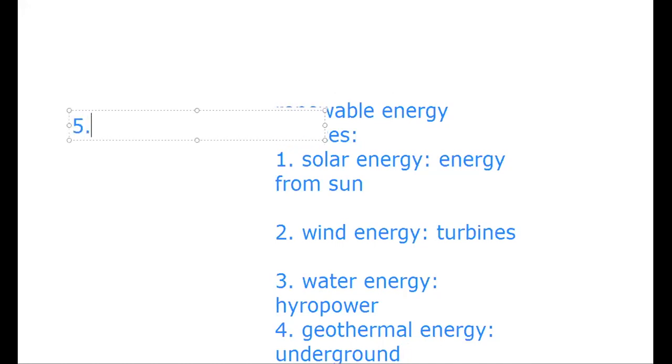Also, the last type or the fifth type of renewable energy sources is biomass. Biomass means everything from plants. We can use the remains of plants for burning. In Arabic we say wood, but let's say biomass. We can use the trees, the remains of the trees, for burning, as wood. Okay? All of these are renewable: solar energy, wind energy, water energy, geothermal energy, and biomass. And they are completely different from the non-renewable energy resources.